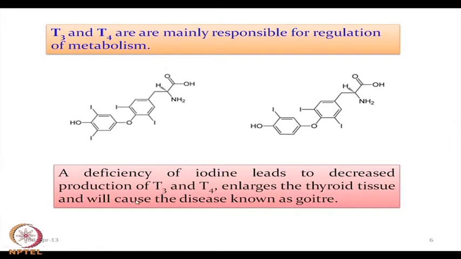Otherwise, we will have less T3 and T4 in our system. That means we have a deficiency of iodine as well as a deficiency of T3 and T4 molecules, and the diseased condition for that is goiter.